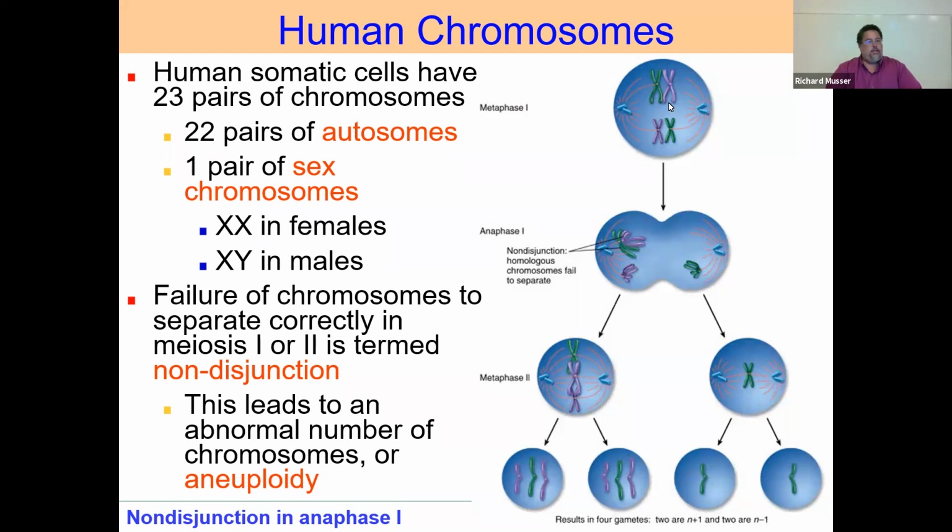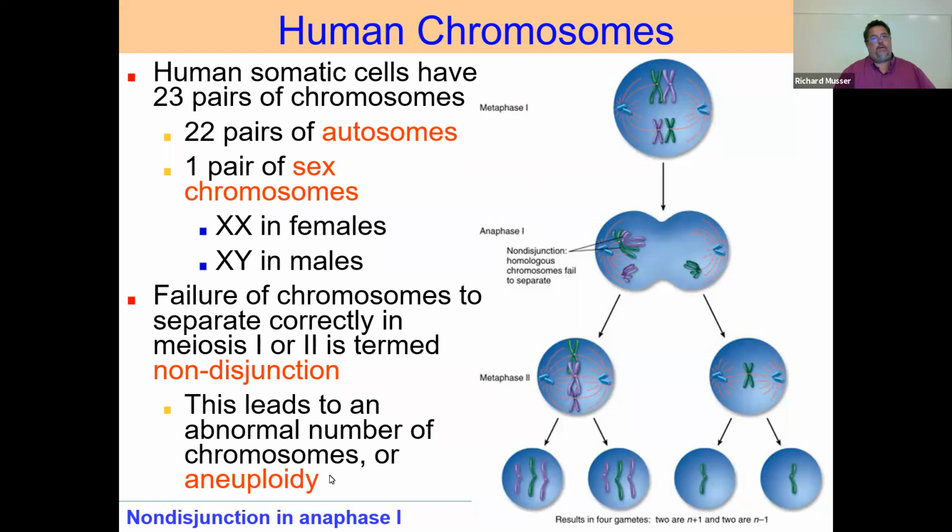And in some cases, you can end up with extra chromosomes. And when you end up with extra chromosomes and that egg gets fertilized or that sperm has an extra chromosome, you can end up with some genetic disorders like Down syndrome. And that's due to the non-disjunction of the chromosomes during meiosis 1 or 2. And so this abnormal number of chromosomes is called aneuploidy.